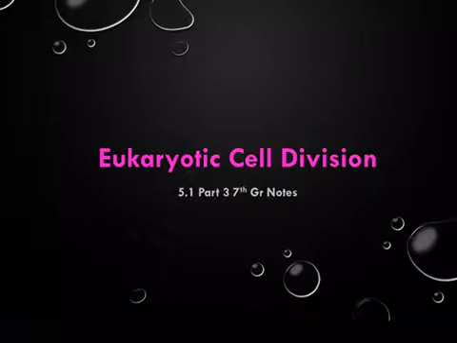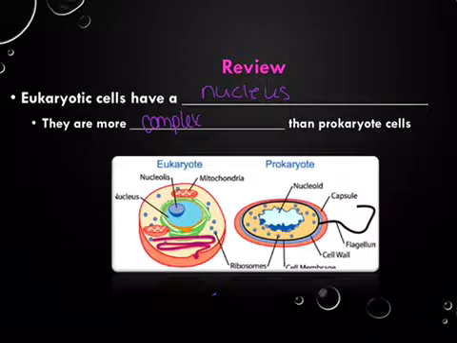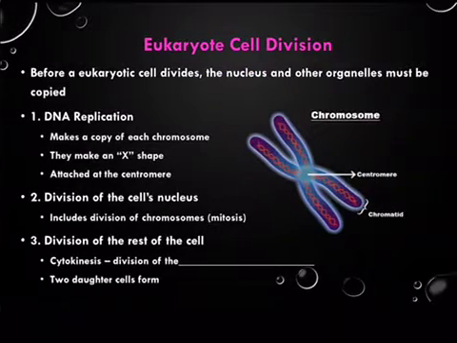Now that we've talked about prokaryote cell division, we're going to look at how eukaryotic cells divide. But before we get into too much detail, we need to remember that eukaryotic cells have a nucleus. So it causes a lot more complications and complexity than when we have just the prokaryote cells with no nucleus. So their cell division is a little more complex.